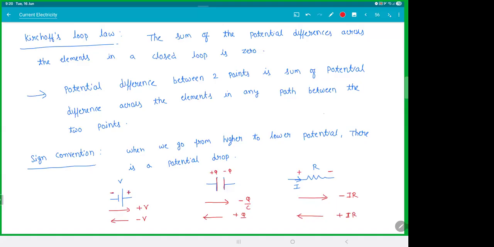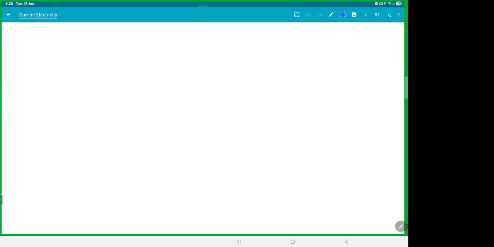Clear with this? Now we will not solve all big questions on this. The main thing is writing equations. So I'll give you one question example. Let's just write the equations. If you get the equations, your job's done. I'll make this unnecessarily complicated because we're not going to solve only the equations.